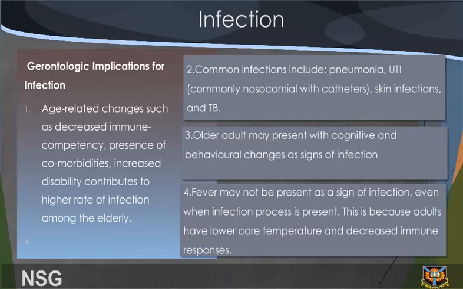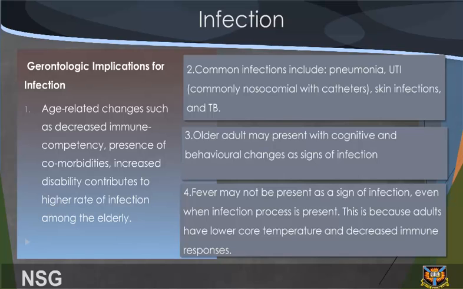Gerontologic implications for infection. One, age-related changes such as decreased immune competency, presence of comorbidities, and increased disability contribute to higher rates of infection among the elderly.